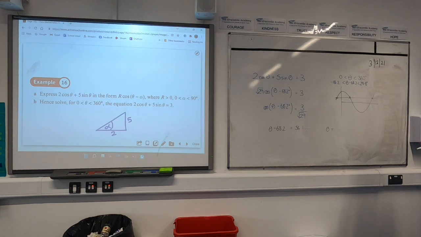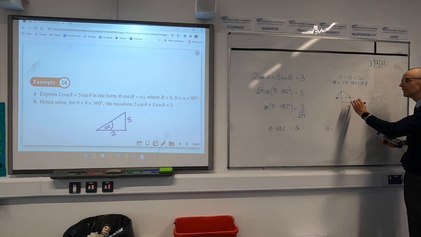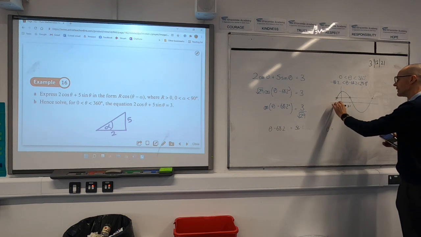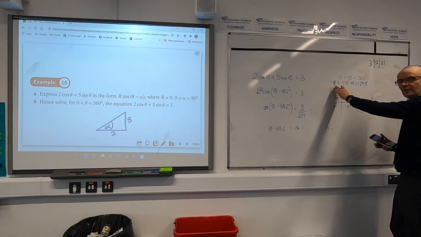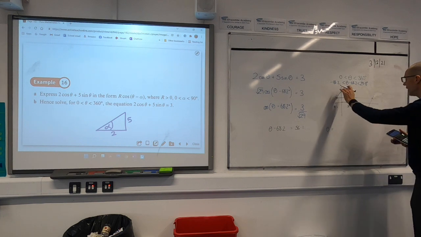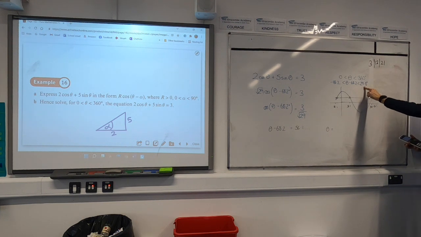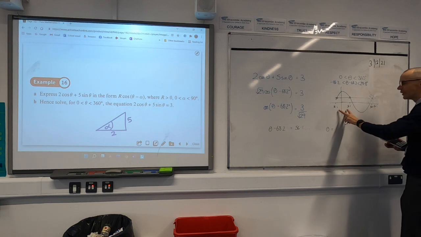Now, because I get 56.1 as my first solution, I know there's another solution here. Sine is symmetrical, so that's going to be at minus 56.1, which is in my range of values. And then the next solution will be 360 minus 56.1, which isn't in this range of values. So that one I haven't got to worry about. It's just those two there.